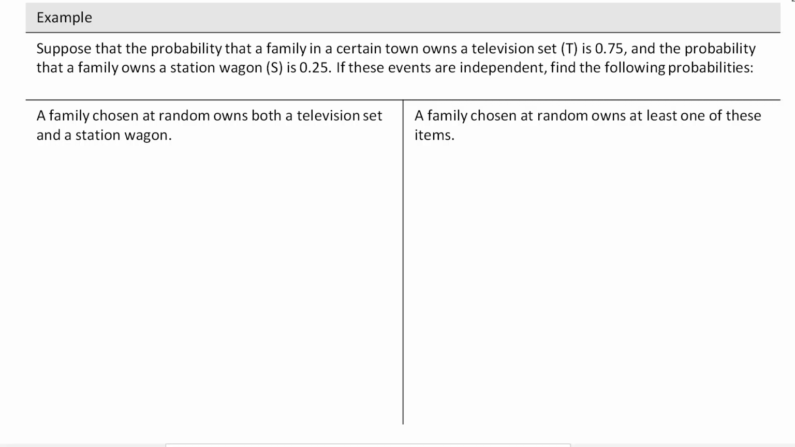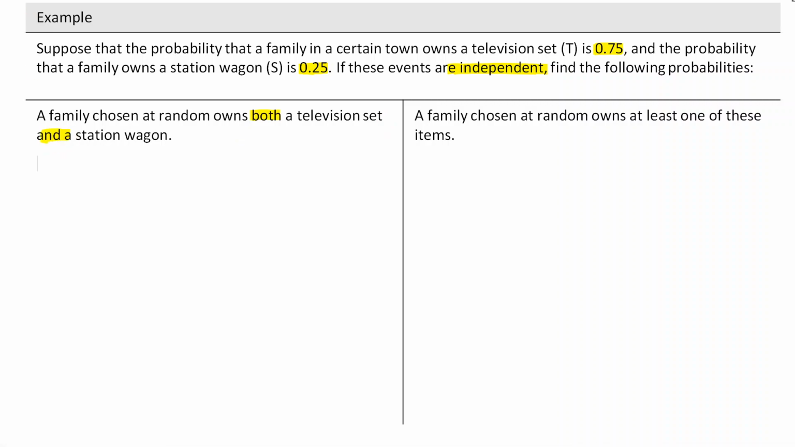Let's answer this example before us. Suppose that the probability that a family in a certain town owns a television set is 0.75, and the probability that a family owns a station wagon is 0.25. If these events are independent, find the following probabilities. So we're assuming independence here. A family chosen at random owns both a television set and a station wagon.